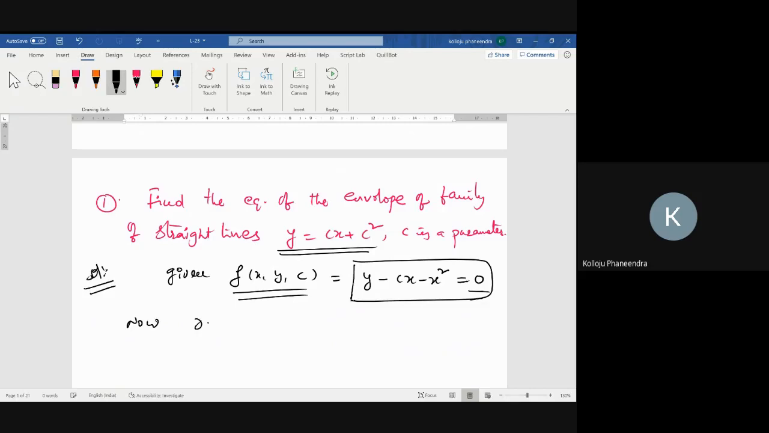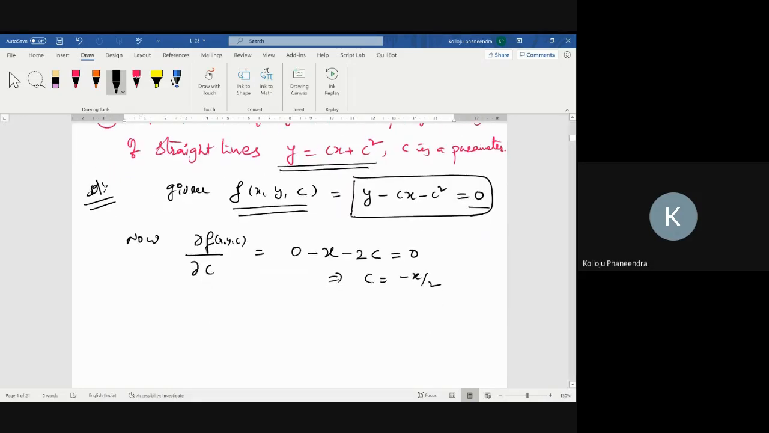Now what is the next one? Find the derivative of f with respect to c. The y derivative is 0 and the c derivative is 1, and this is minus x. Sir, in the question it is c square. Got it. This is cx, c square. Therefore, this is minus 2c, correct? Equal to 0. Another equation. So from this, what I'm getting is c equal to minus x by 2. Substitute c in the curve equation.